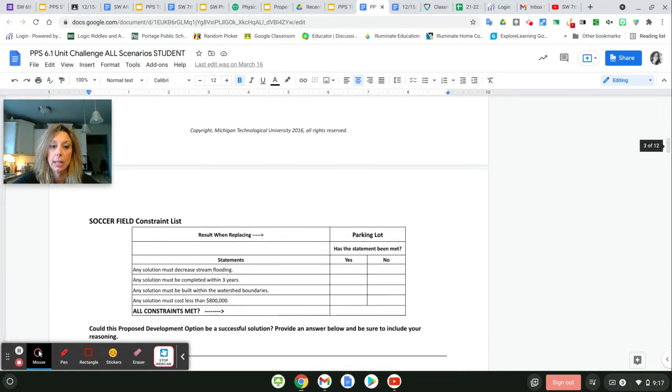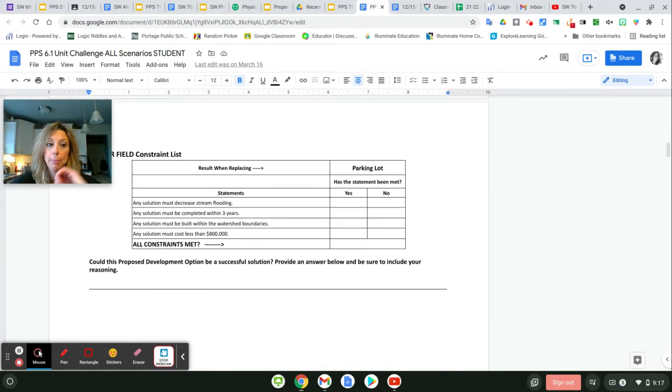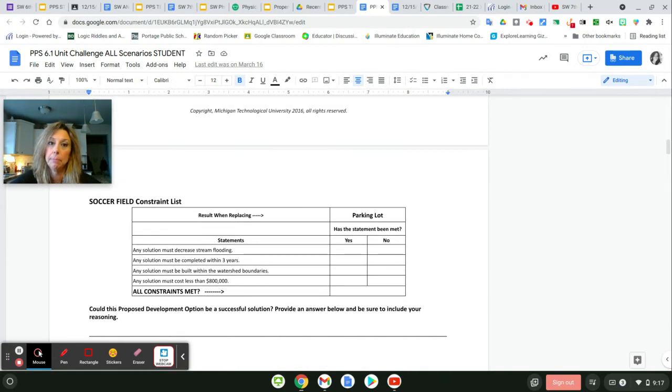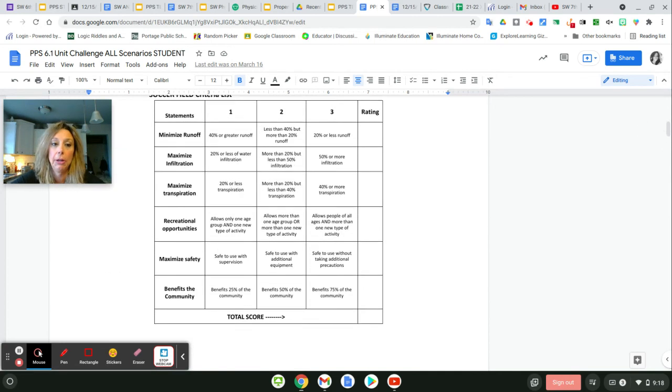So constraints are things that would stop us from picking that particular solution. Okay. And most likely it's going to be cost. So if it's too expensive, if it goes over the budget, that's a constraint. We would click no. And that is not a solution that we would be able to use. Okay. Or we would be able to recommend for them. All right. So here are the criteria.